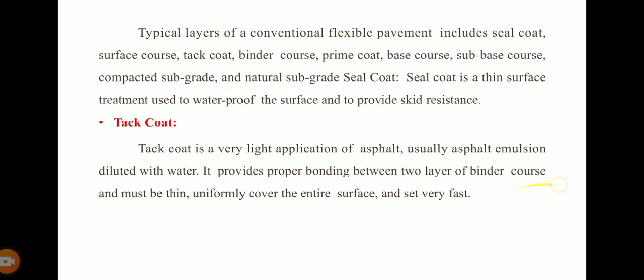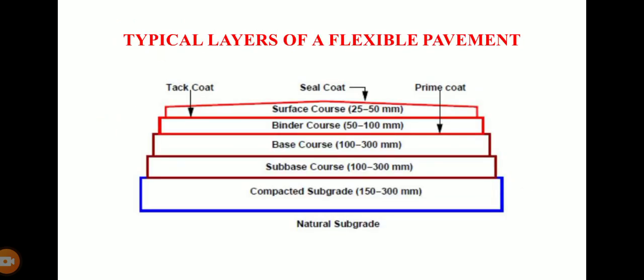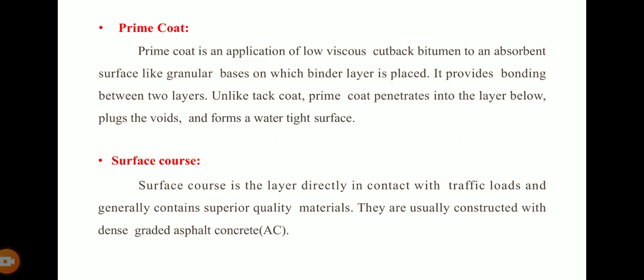Then prime coat, where is the application of prime coat? Prime coat is in between binder course and base course. So prime coat is an application of low viscous cutback bitumen to an absorbent surface like a granular base, on which the binder layer is placed. It provides bonding between two layers. Unlike tack coat, prime coat penetrates into the layer below, plugs the voids and forms a watertight surface. All the coat layers are there to provide water resistance, simply.